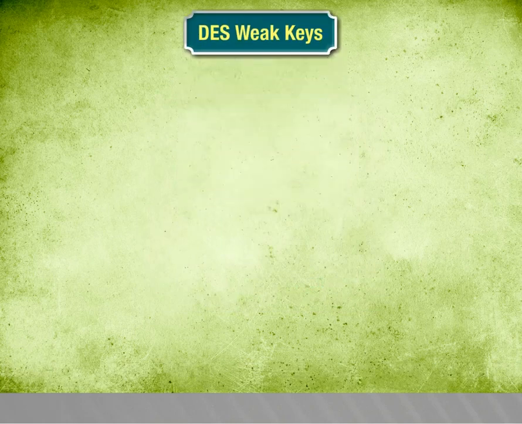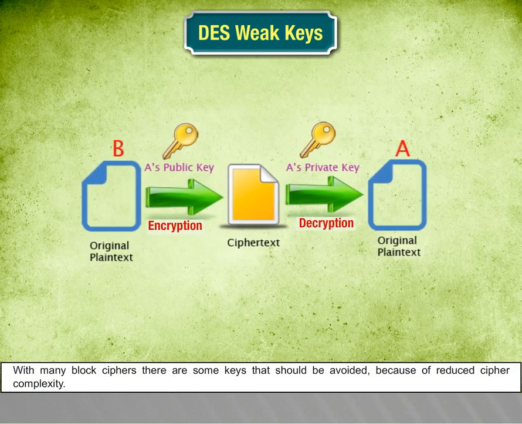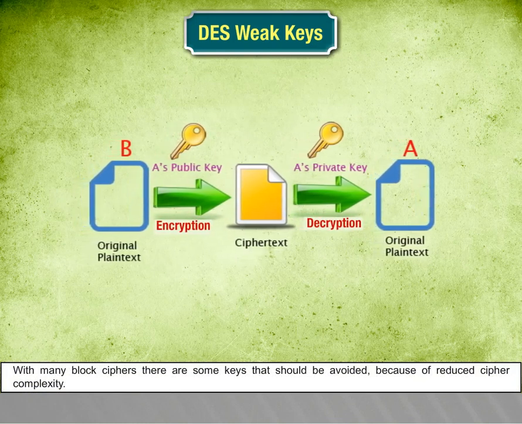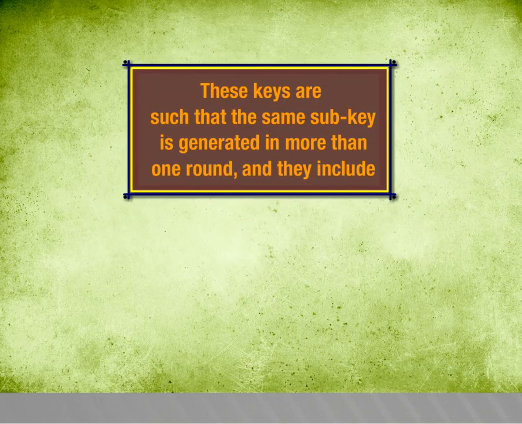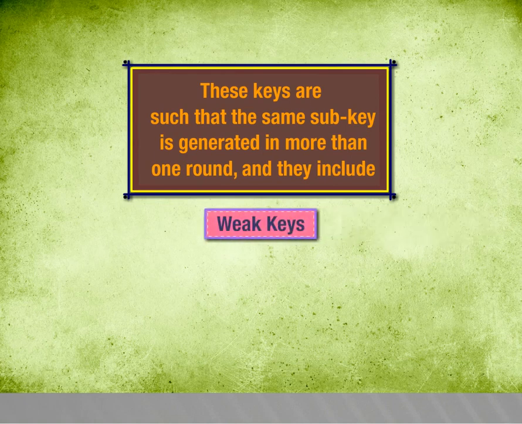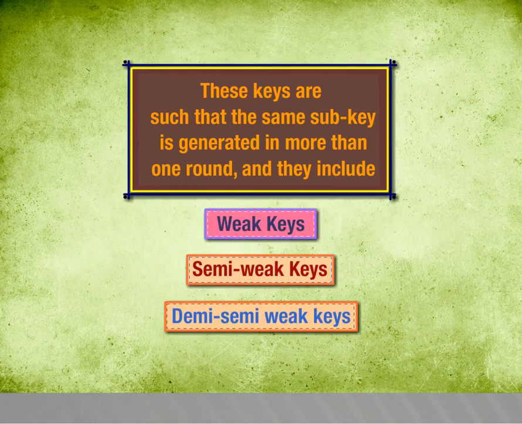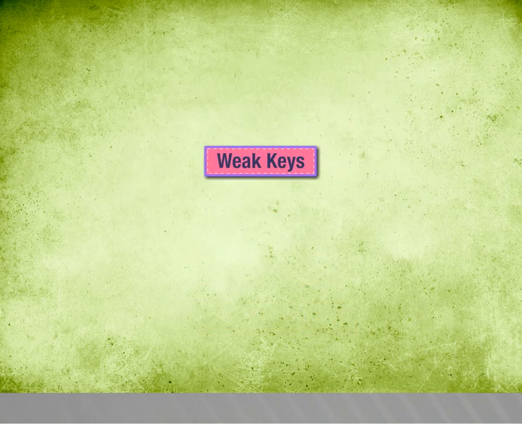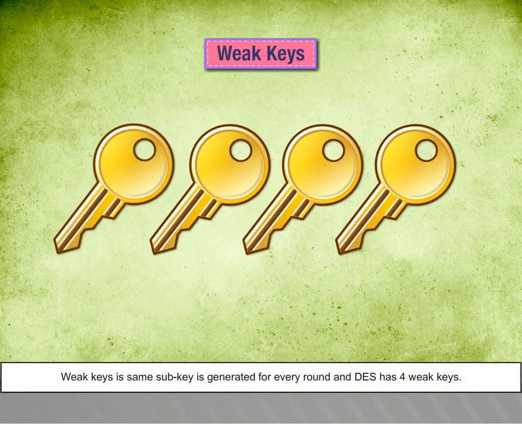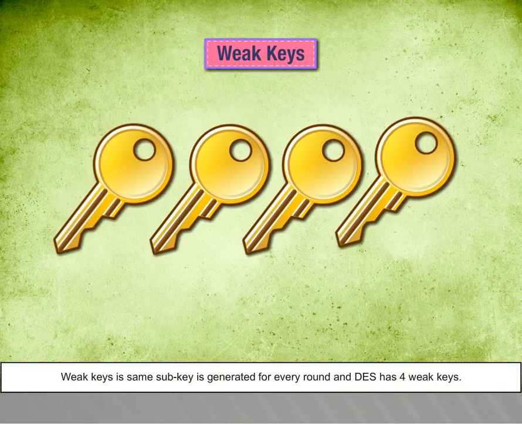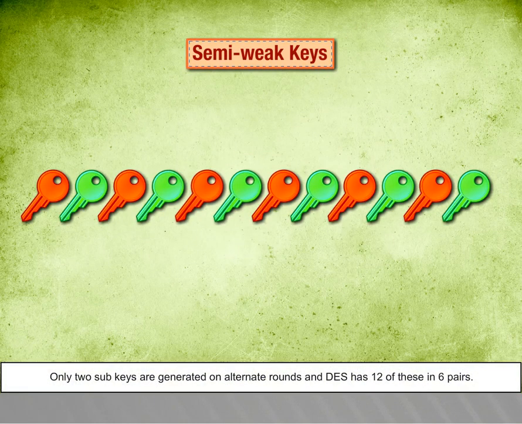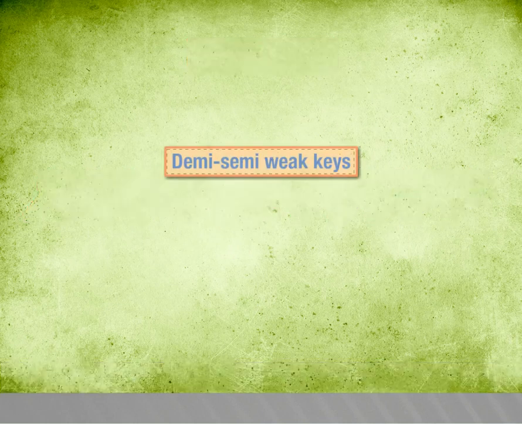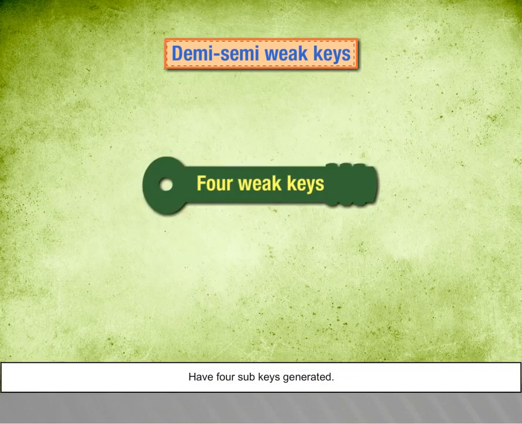DES weak keys. With many block ciphers, there are some keys that should be avoided because of reduced cipher complexity. These keys are such that the same subkey is generated in more than one round, and they include weak keys, semi-weak keys, and demi-semi-weak keys. Weak keys means the same subkey is generated for every round, and DES has 4 weak keys. Semi-weak keys: only 2 subkeys are generated on alternate rounds, and DES has 12 of these in 6 pairs. Demi-semi-weak keys have 4 subkeys generated.